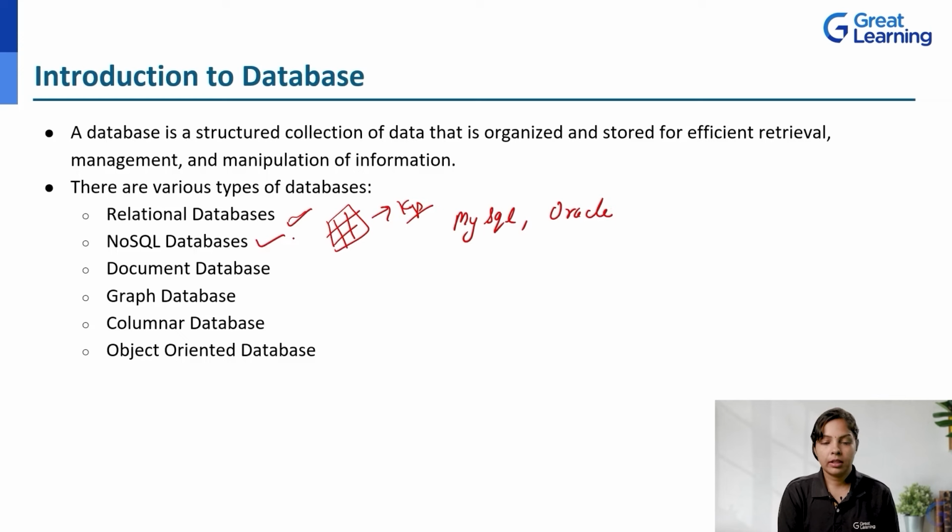Now what is a NoSQL database? A NoSQL database is generally used for storing semi-structured and unstructured data. For example, MongoDB, the widely used database nowadays, which stores unstructured or semi-structured data. Then there is the document database, which stores data in the form of documents. Documents can be a JSON document or an XML document. So if the data is stored in this document format, that is your document database. Then there is the graph database.